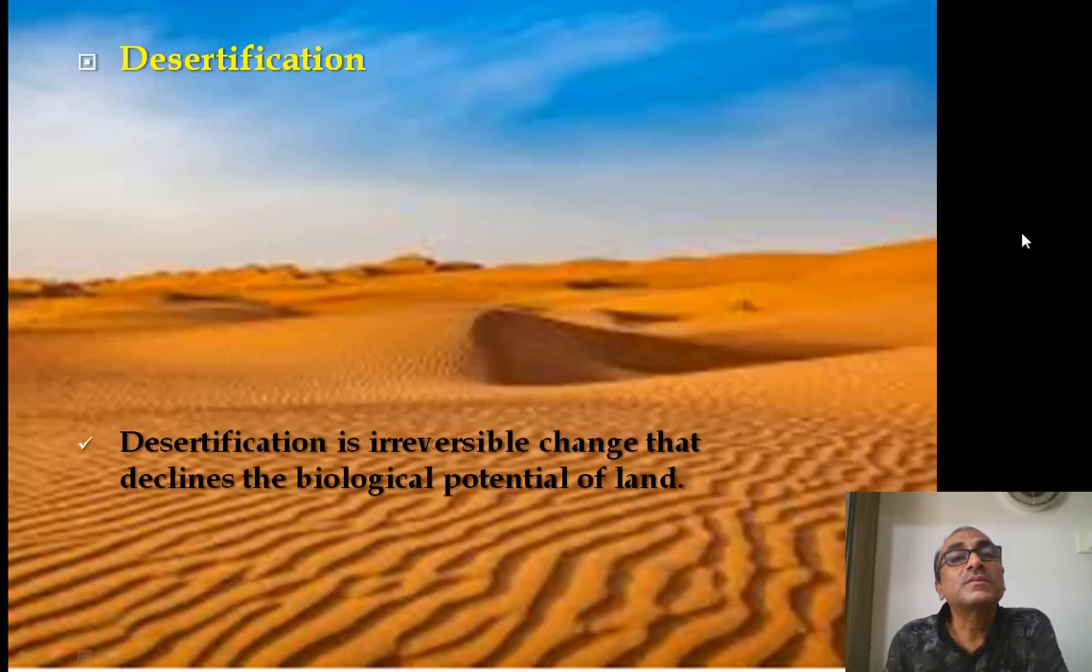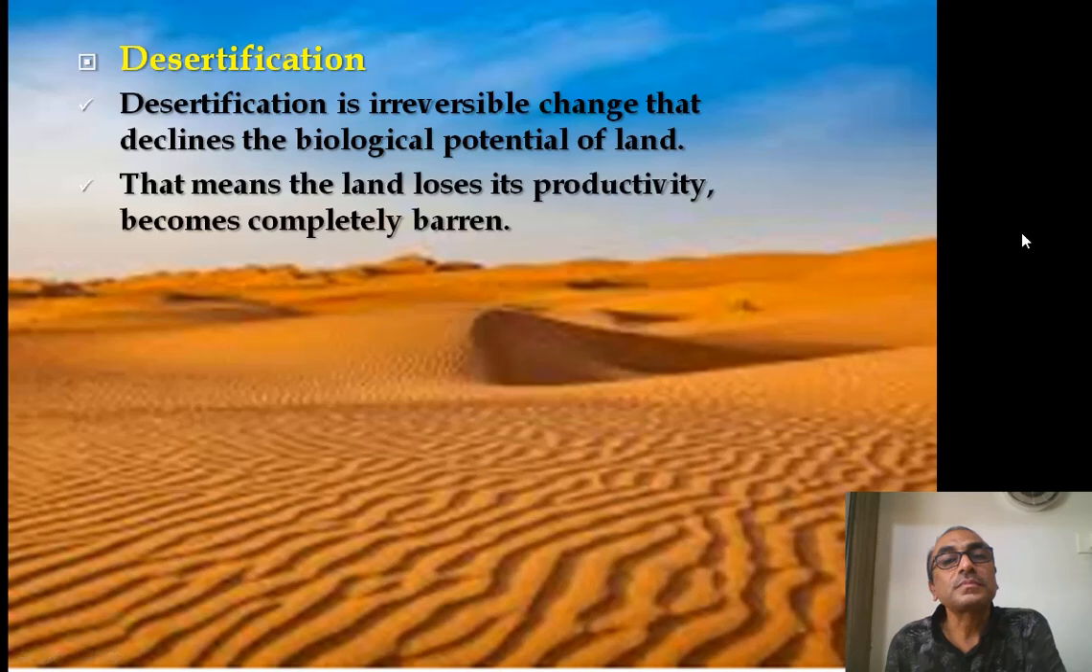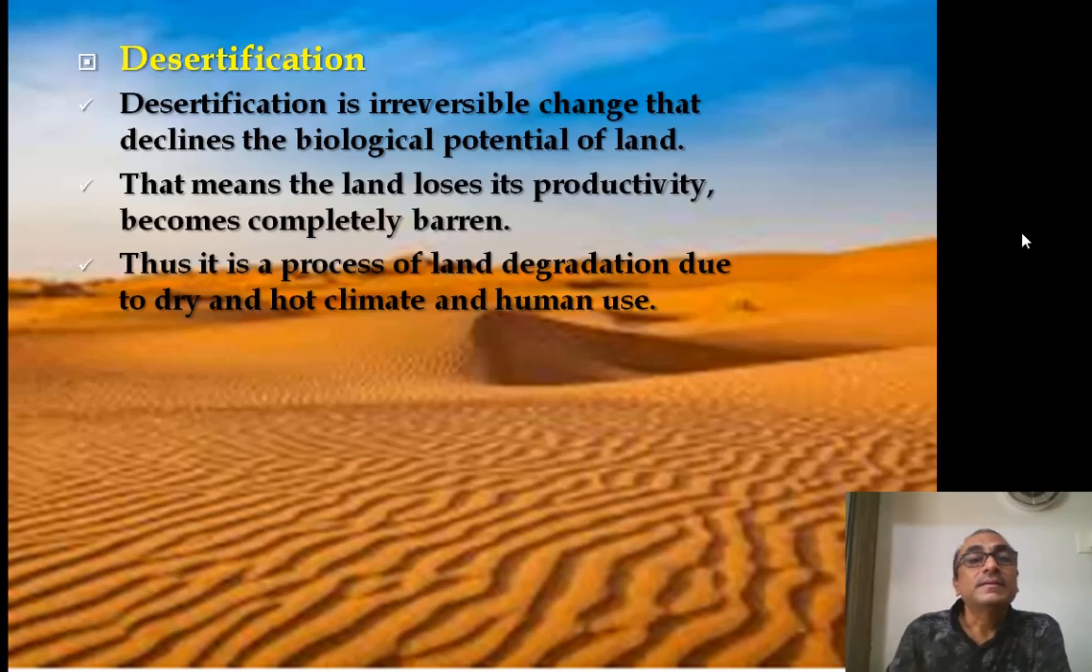Let's look into some meaning of desertification. It is an irreversible change that declines the biological potential of the land. Land is no more able to produce anything, grow anything there. That means the land loses its productivity and becomes completely barren. Thus, it is a process of land degradation, and that land degradation is due to dry and hot climate as well as the human activities.